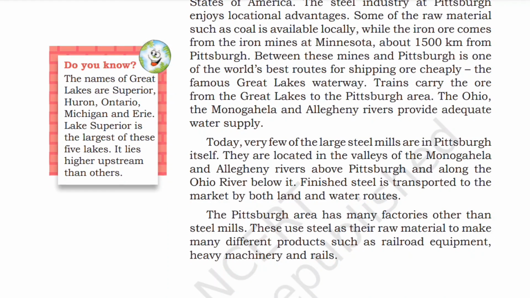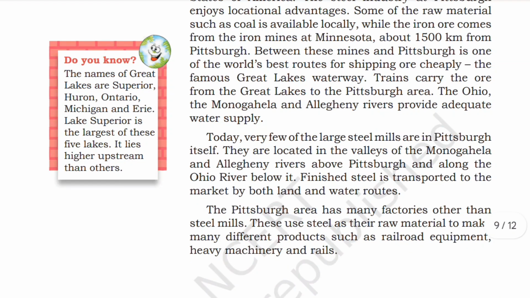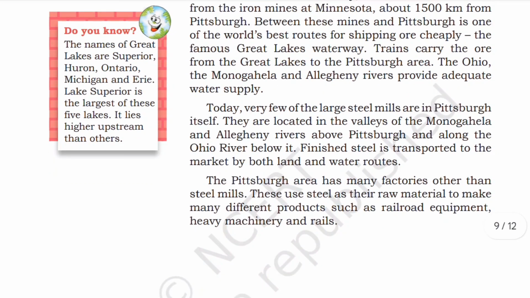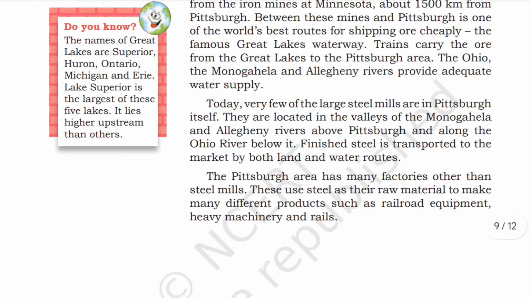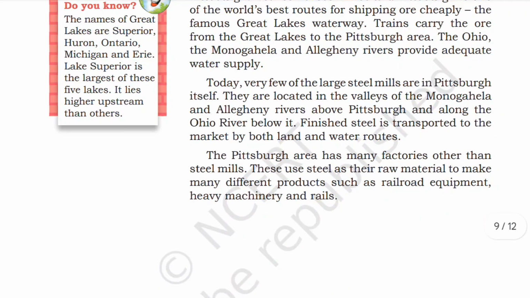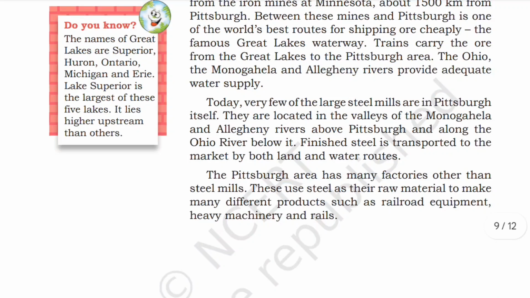Today, very few of the large steel mills are in Pittsburgh itself. They are located in the valleys of the Monongahela and Allegheny rivers above Pittsburgh, and along the Ohio River below it. Finished steel is transported to the market by both land and water routes. The Pittsburgh area has many factories other than steel mills. These use steel as raw material to make many different products such as railroad equipment, heavy machinery, and rails.